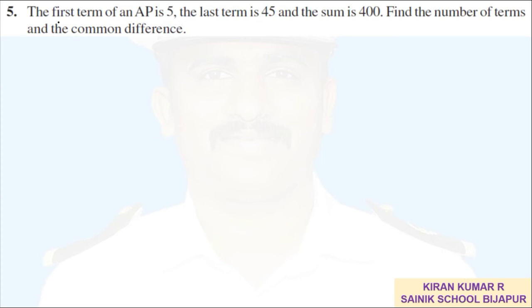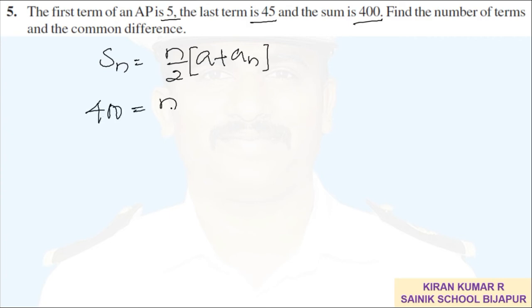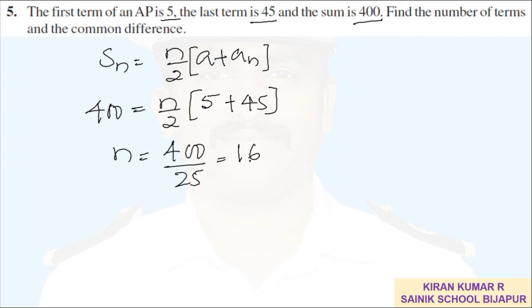Question number 5. The first term of an AP is 5 and the last term is 45. Sum is 400. Find the number of terms and also the common difference. Make use of the formula n by 2 times of a plus an, which is the sum of n terms. Sum is 400, which is equal to n by 2 times of the first term and the last term, which are known. So 45 plus 5 is 50, by 2 is 25. So the value of n is 400 by 25, which becomes 16.